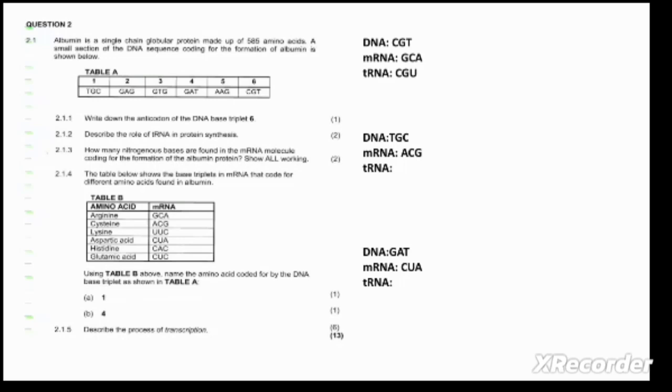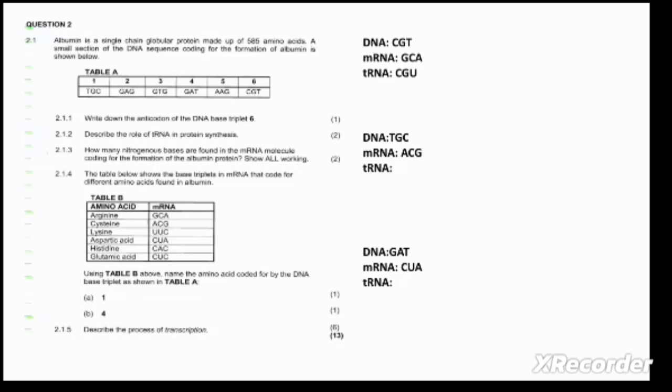So today we're going to answer questions in the topic of DNA, the code of life. The first question says albumin is a single-chain, globular protein made up of 585 amino acids. A small section of a DNA sequence coding for the information of albumin is shown below. So let's look at the table. We can see that those are DNA base triplets. Write down the anticodon of DNA base triplet 6.